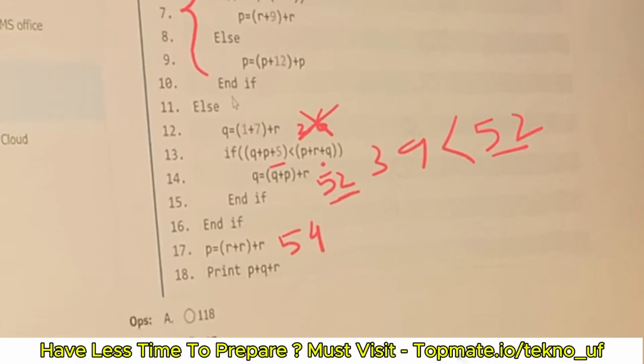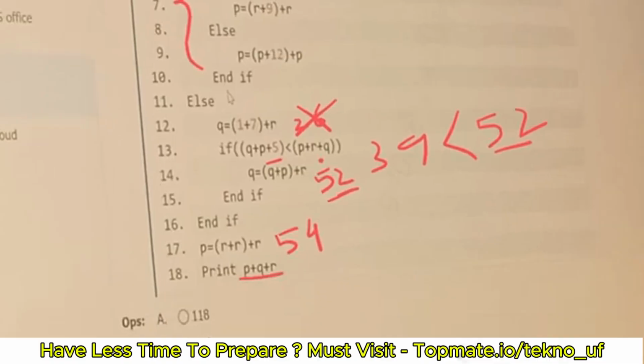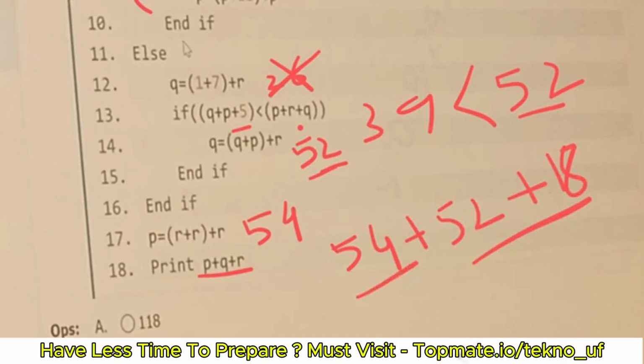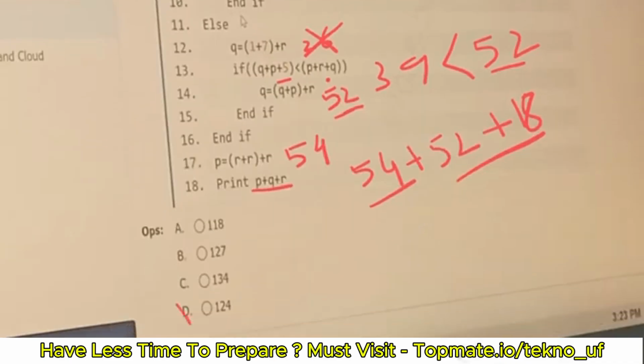So what will be the value of p plus q plus r? That is 54 plus 52 plus 18. So 52 plus 18 is 70, plus 54, that is 124. So this is the correct answer. I hope you understood.